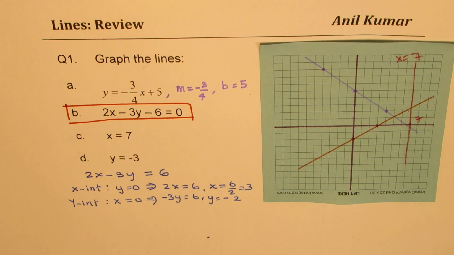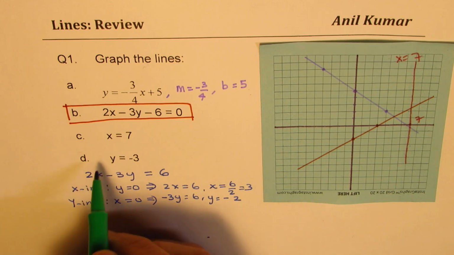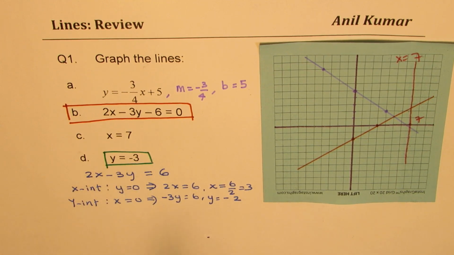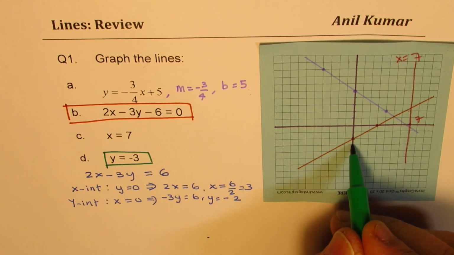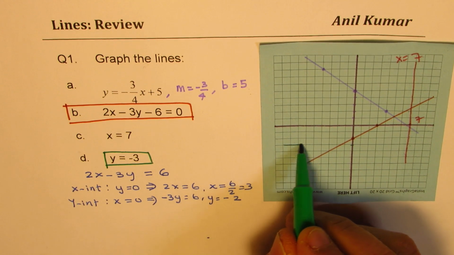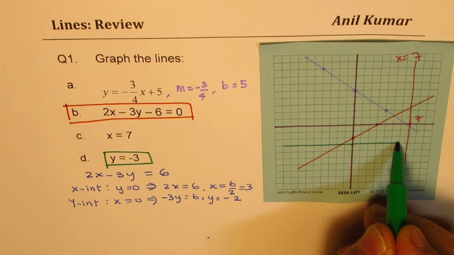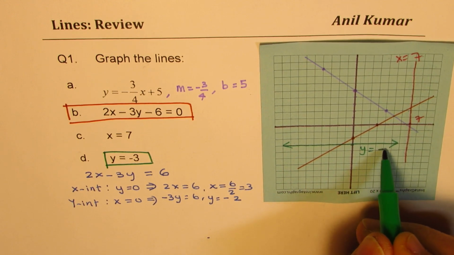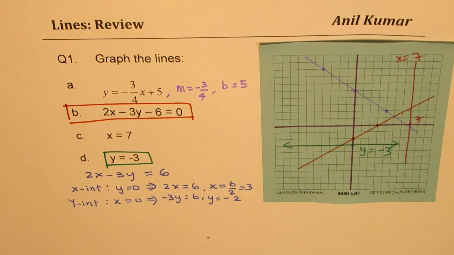Perfect. The horizontal line y equals to minus 3 can now be sketched. Y equals to minus 3 means 1, 2, 3. At every point, the y value is minus 3. That's what it means, correct? So that becomes your y equals to minus 3. So I hope you have recalled how we were sketching lines. Let's move on to question number 2 now.